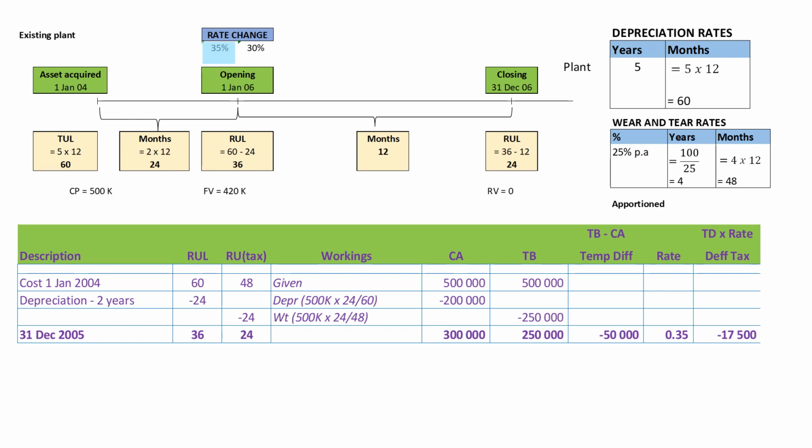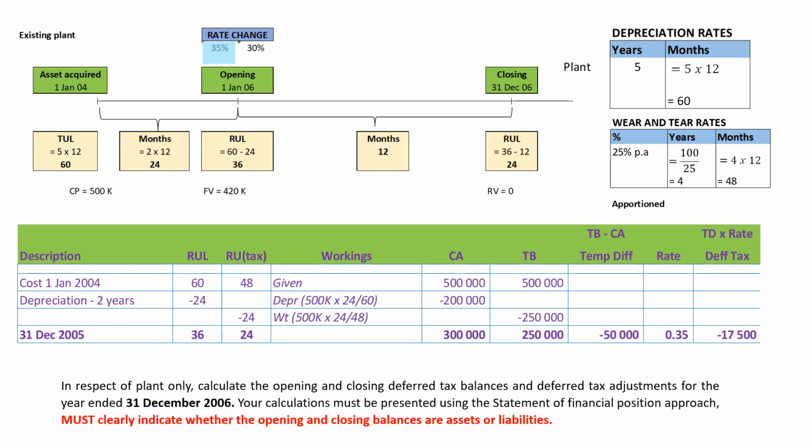And just make sure that you are consistent in the manner in which you calculate your temporary differences as well as your deferred tax. In this example, using this approach, negatives denote liabilities, positive amounts denote assets. The question did state that you must clearly indicate whether the opening and closing balances are assets or liabilities. So just make sure that you don't lose those easy marks and simply denote DTA for deferred tax asset or DTL for deferred tax liability.